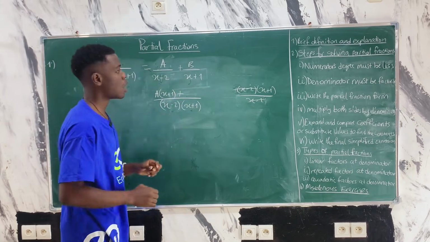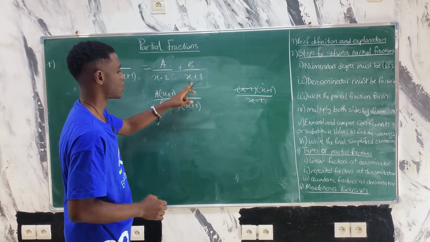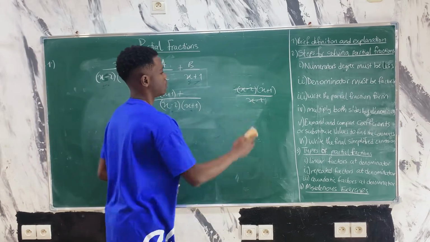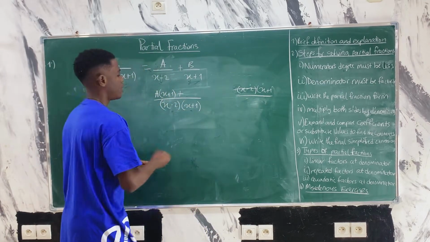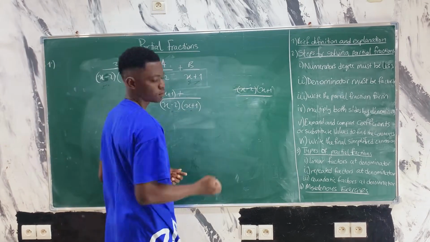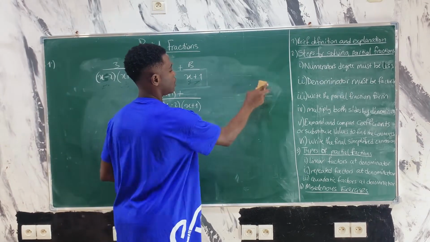Plus, I'll do the same for x plus 1. So I'll still have x minus 2 times x plus 1. Let me just write it back.